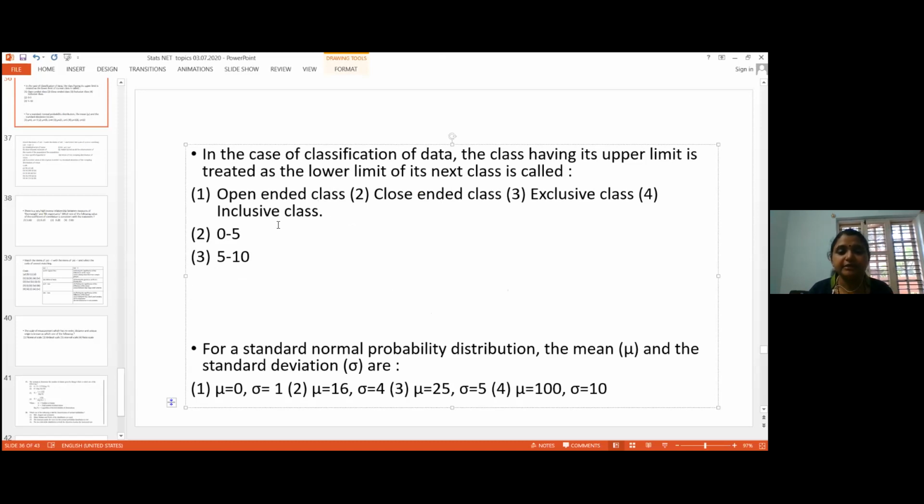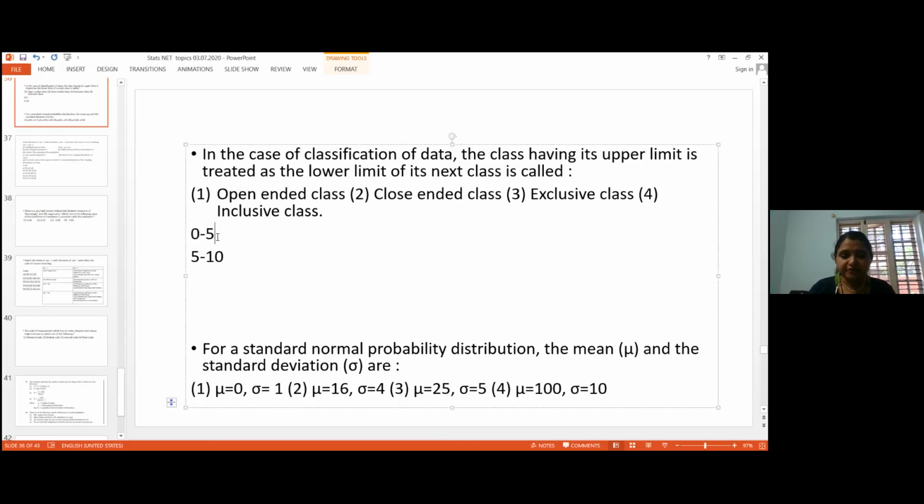What's the answer? These kind of classes are called, in this case, read the question. The class having its upper limit is treated as the lower limit of the next class. See, the upper limit is the lower limit of the next class. In such cases, we call it exclusive type classes. You know why it's called exclusive type classes?